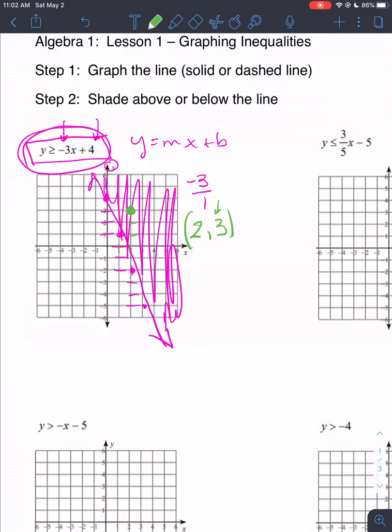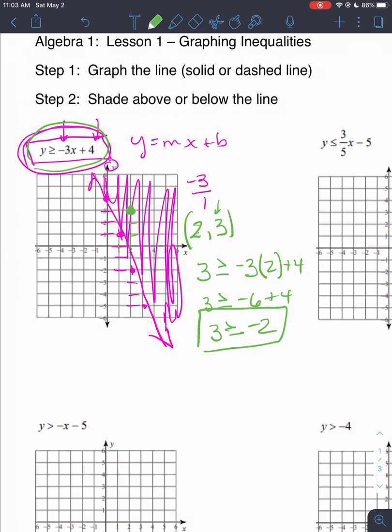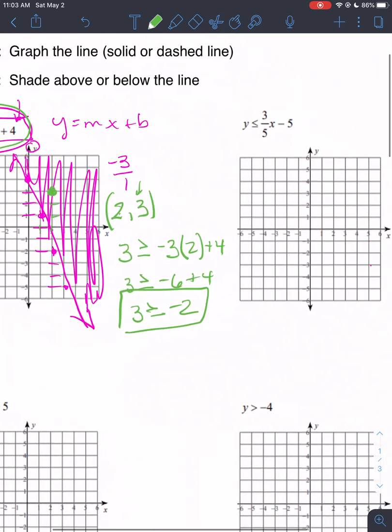So in place of y in our inequality, I'm going to put 3 is greater than or equal to negative 3 times our x. I'm going to put 2 there, plus 4. So I get 3 is greater than or equal to negative 6 plus 4. 3 is greater than or equal to negative 2. That's a true statement. Therefore, we shaded in the correct direction.